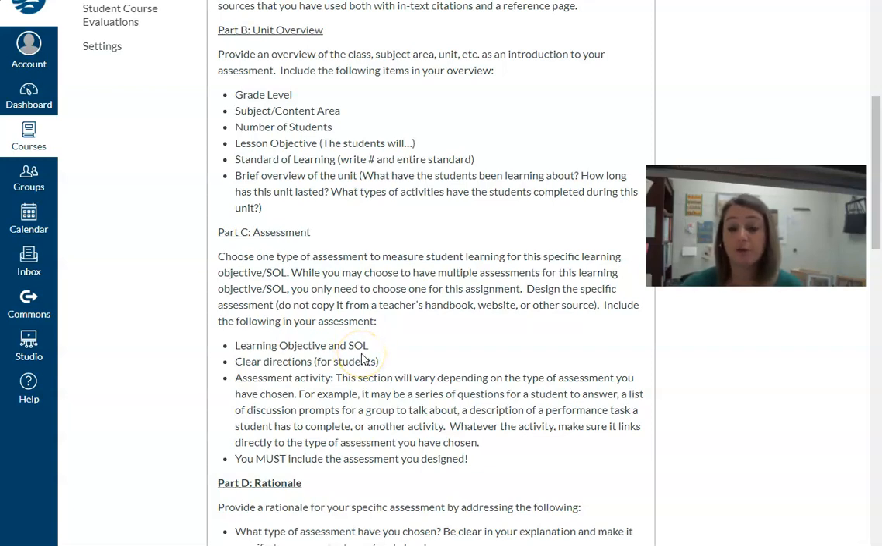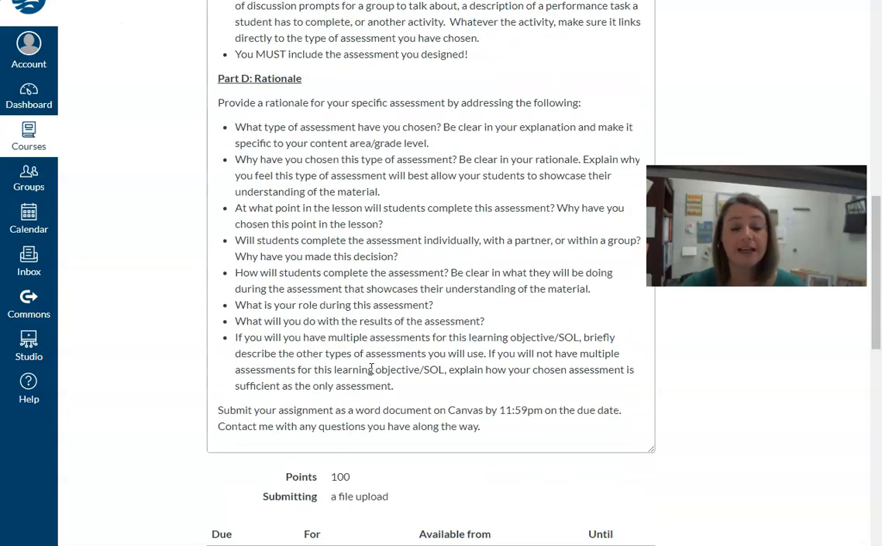If you're asking them to create something, I would definitely make a sample so that I could see what it is you're asking them to do, and make sure that this is included in this portion here under Part C. And then finally, your last portion, again, is a rationale. There are some questions here that I want you to answer.